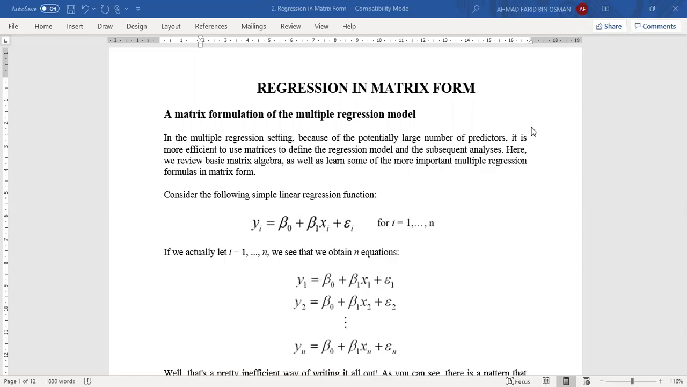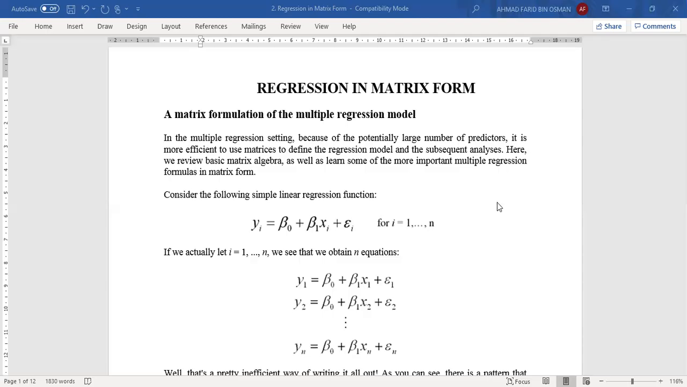So, a matrix formulation of the multiple regression model. In the multiple regression setting, because of the potentially large number of predictors, it is more efficient to use matrices to define the regression model and the subsequent analysis. Here we review basic matrix algebra as well as learn some of the more important multiple regression formulas in matrix form. I know that you have already learned about matrices and matrix operations before, but here we refresh your knowledge, because you can use it in other courses.